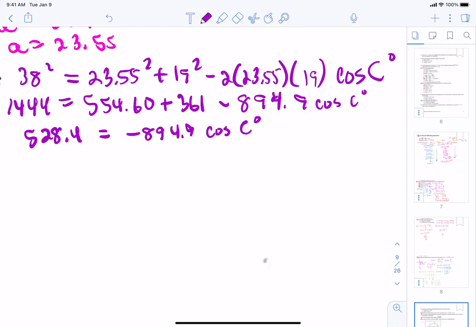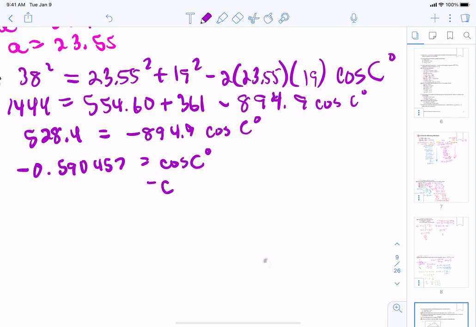Okay. Now, how can we get that negative 894.9 off of the cosine? If it's attached to it like that, what math is going to get it off of there? Divide it off. Okay. So 528.4 divided by negative 894.9 is negative 0.590457. I'm just going to write lots of stuff, because I'm not even going to take it out of the calculator. Now that's what the cosine of C is.